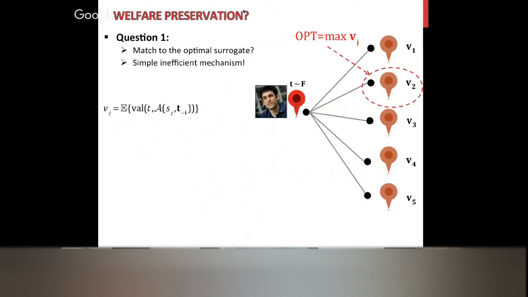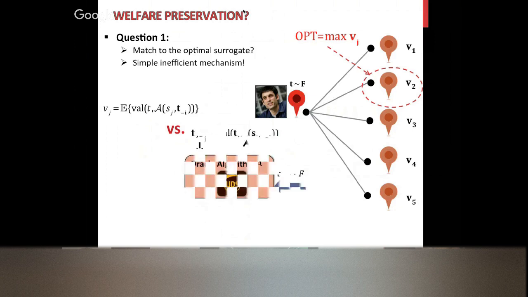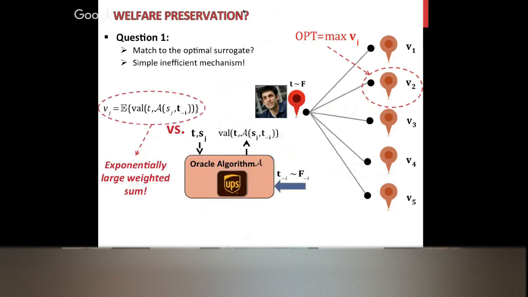But what's the problem? Calculating this expectation requires an exponentially large weighted sum, because the support of the distribution is the other agents' type distribution, which is exponentially big. So you cannot calculate this expectation in polynomial time. And the problem gets harder when you move from discrete type spaces to continuous type spaces, because this is not just exponentially big; it has uncountably many support points.